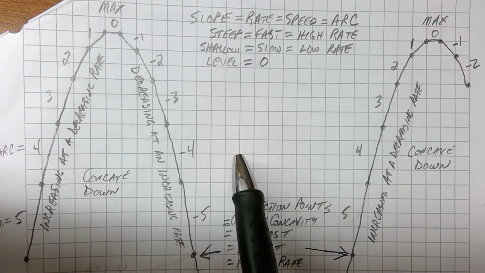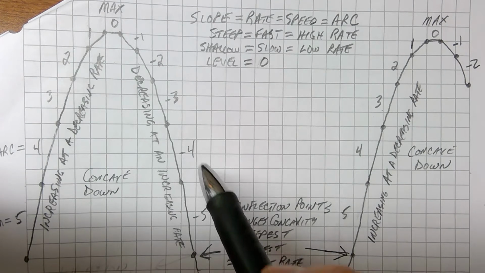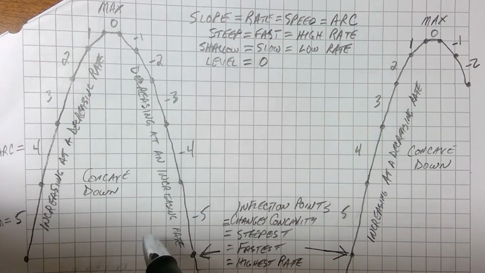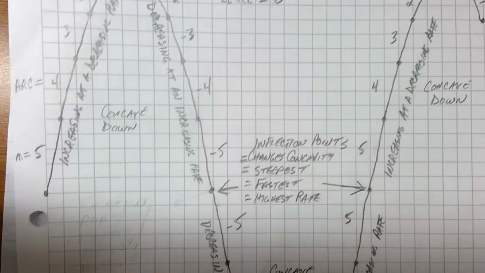We're going to talk about minimums, maximums, and how average rate of change, or slope, changes on a curve. All right.